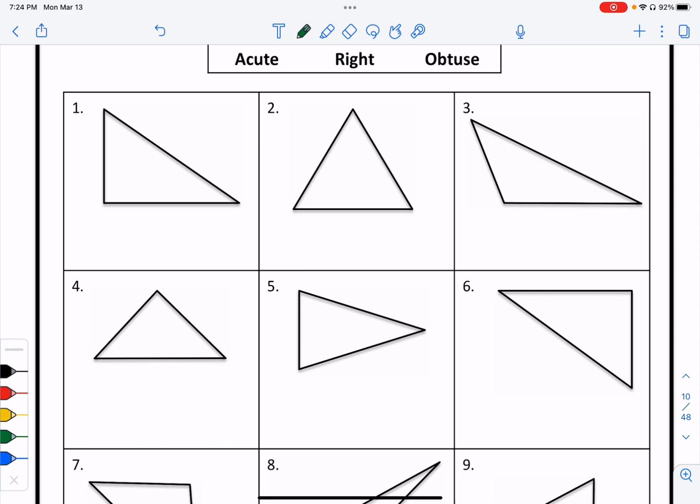Okay? Like, take number 4, for example. Number 4 is a really good example because that one is meant to trick you. This is an acute angle. This is an acute angle. And this is actually a right angle. It is meant to trick you. This is a right angle, or a right triangle.